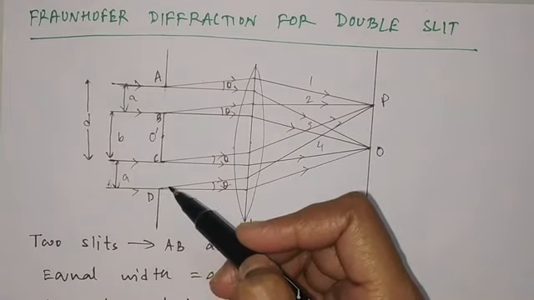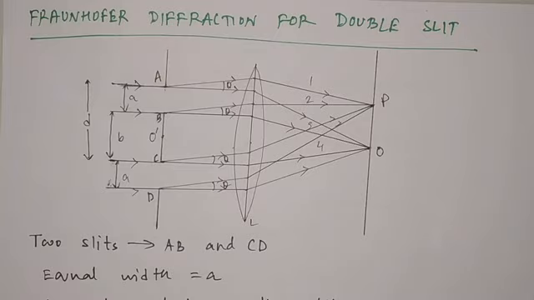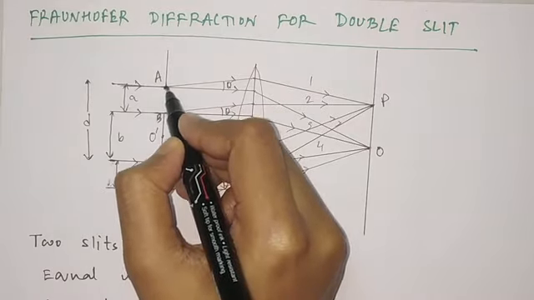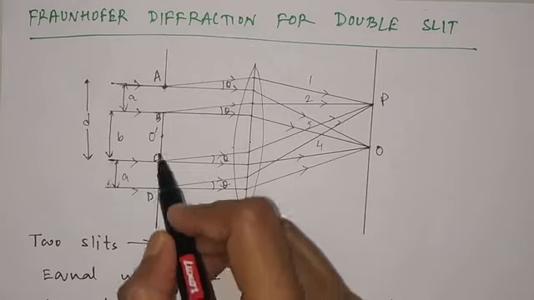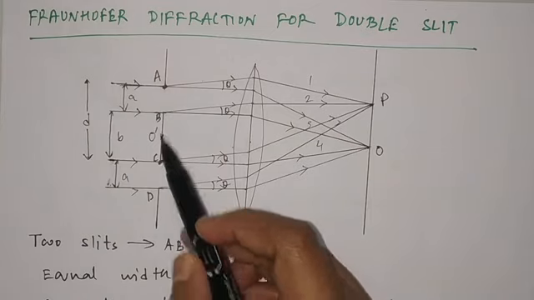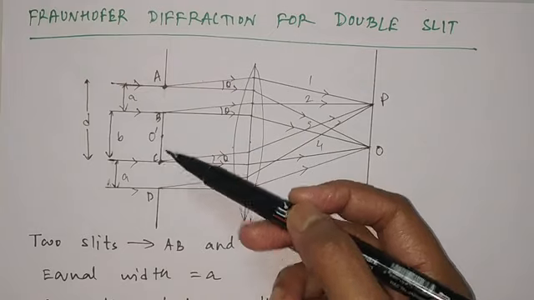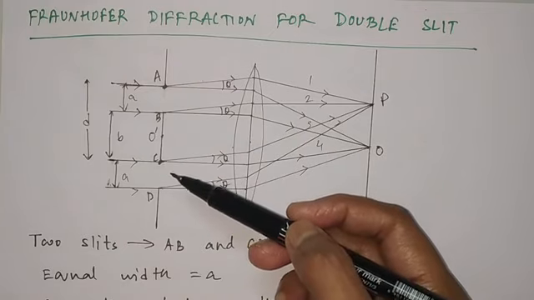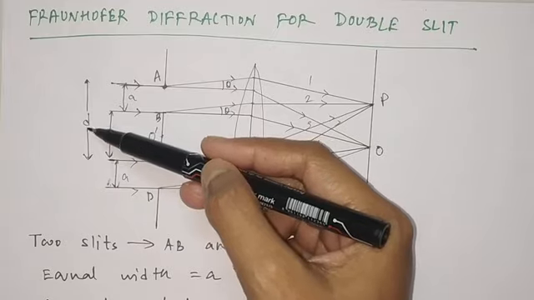So what are identical points or corresponding points? Corresponding points mean the equivalent points in the slits. For example, if you consider the topmost point of the first slit AB, which is this one, and the topmost point of the second slit CD, which is this one, then these two are corresponding points or equivalent points because both are the topmost point of the two slits. And what is the separation between them? It is a plus b, which is denoted by d.